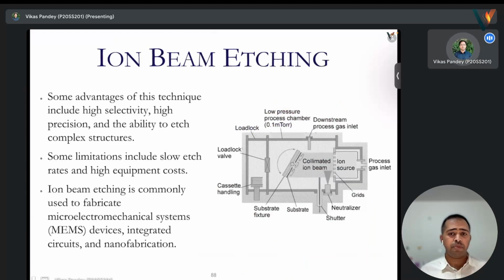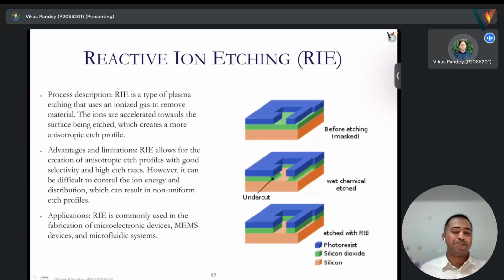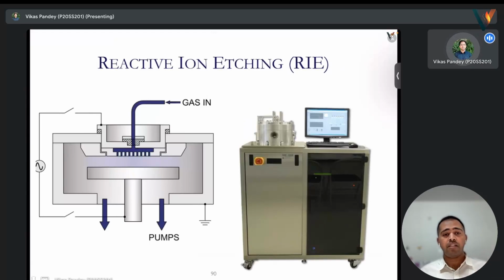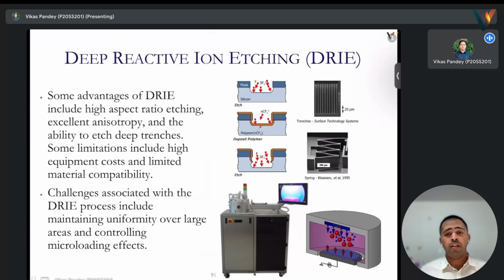Then there is ion beam etching, we will not go very technical into it. So just understand that there are different types of etching processes. Reactive ion etching and deep reactive ion etching are some of the best processes that you can observe. These are used to make very small critical structures.